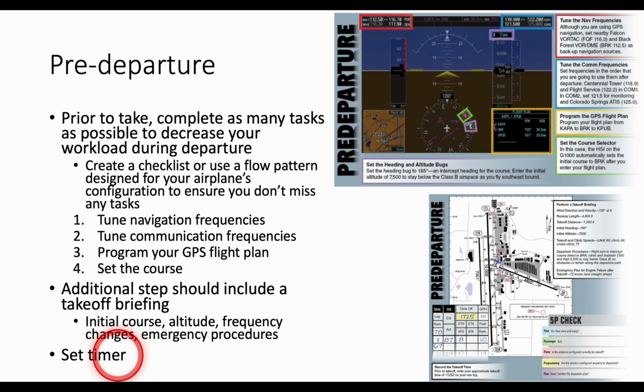I always teach people from day one, before you're cleared for takeoff, tell yourself lights, camera, action. So what that means is lights, pretty straightforward. Make sure all your lights are on before takeoff. Camera is referring to your transponder. Make sure it's on and reporting altitude.